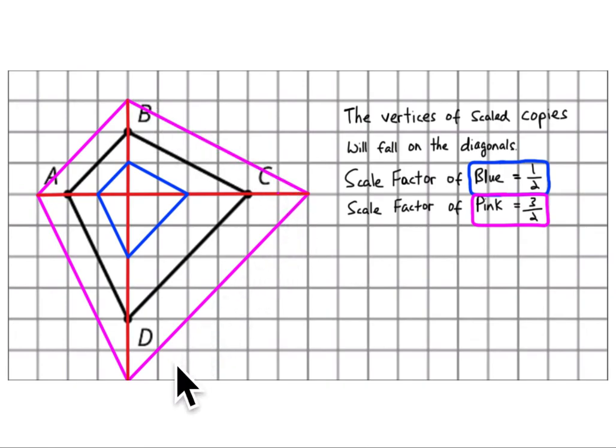So the pink is each length is 3/2 the size of the original figure, which is in black. And the blue figure, the scale factor is 1/2. So each length is 1/2 the size of the original figure, which again is the black image. Just have to work with it, practice with it. All right, so practice problems for lesson 15.